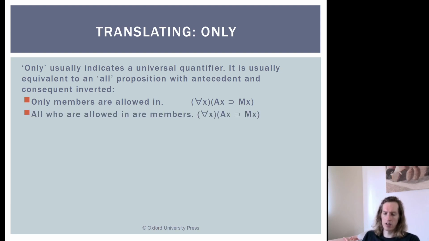So I could also say "all who are allowed in are members." This expresses the same thing. For all x's, if x is allowed in, then x is a member. And this sentence is sort of a little bit easier, I think, to intuitively grasp how to translate in this way with a conditional, but it's really just expressing the same thing as the first sentence.